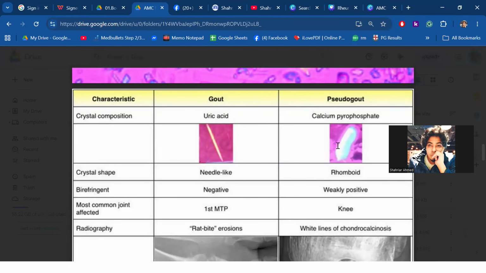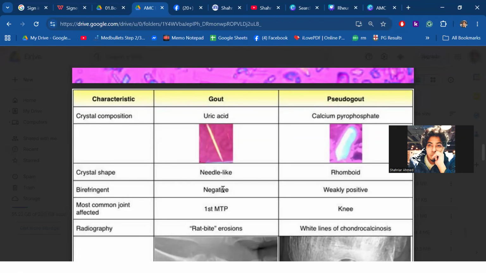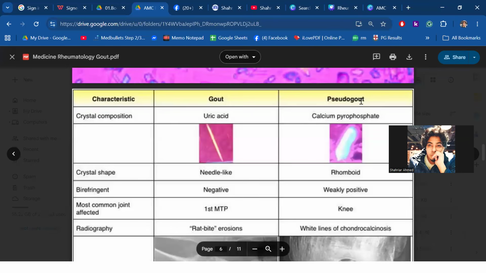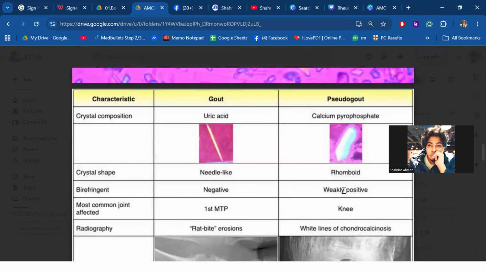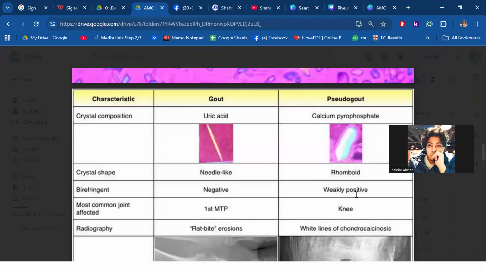There's another term I like to use. We call it birefringence. In gout cases, negative birefringence. Pseudogout cases, positive birefringence. You really need to remember these two terms. Again, I'm telling you, gout case, needle shape; pseudogout, rhomboid shape; negative birefringence, positive birefringence. These exact lines are often given in the exam.